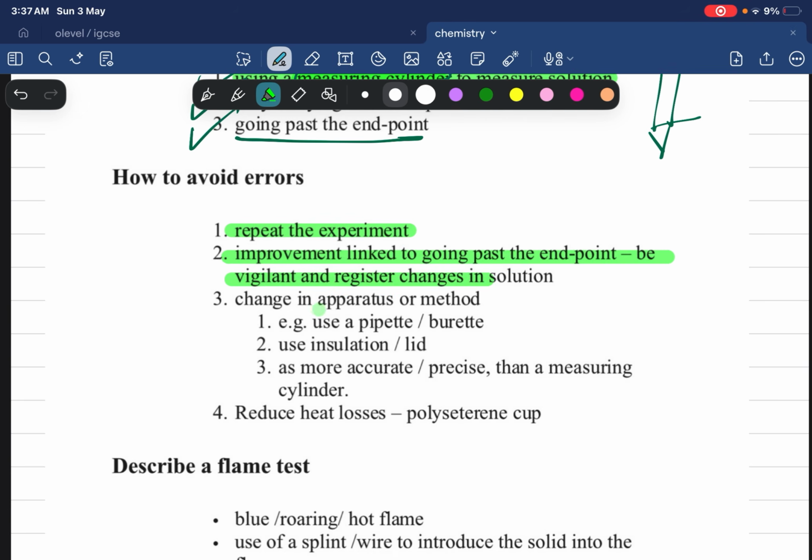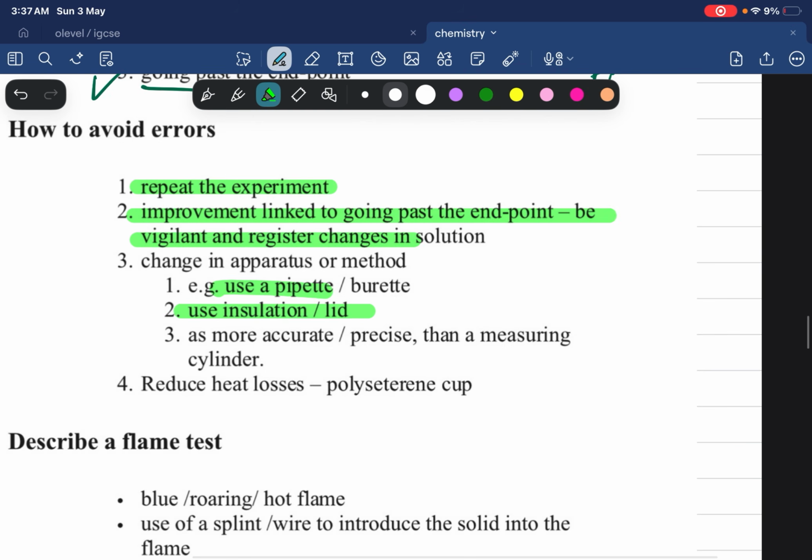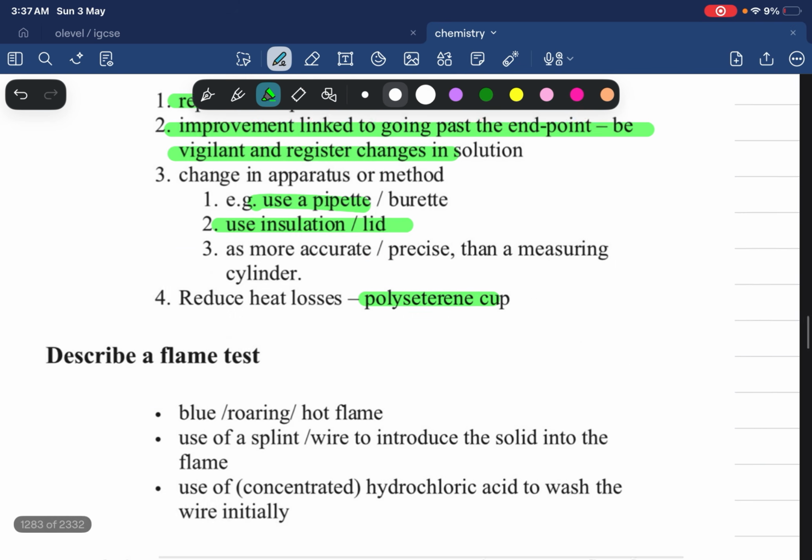Okay, changes in apparatus. Use the pipette, very important. Use an insulation lid so that heat is not lost during your titration, but it's not that important, as a pipette is more accurate and precise than a measuring cylinder. Okay, reduce heat losses, polystyrene cup, but not very important in titration. This is more important in the heat experiment.